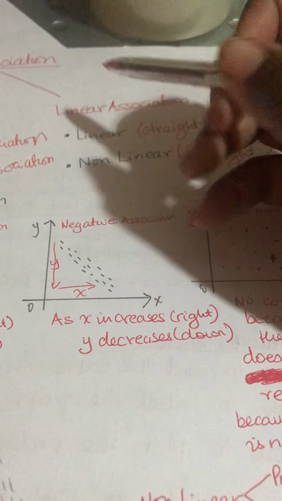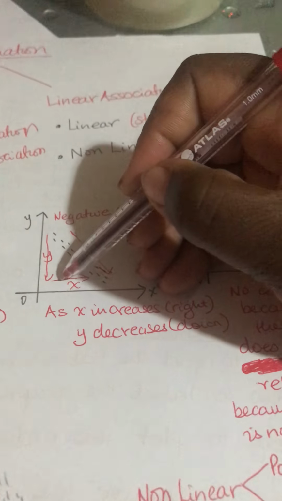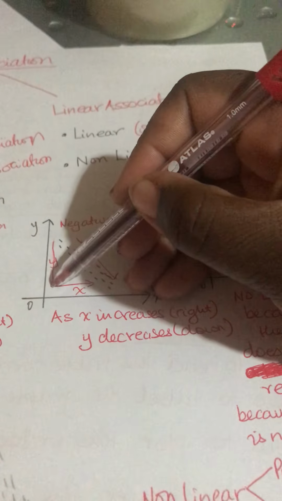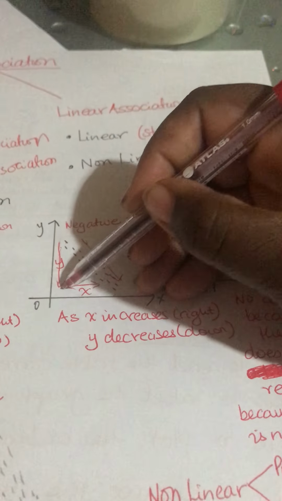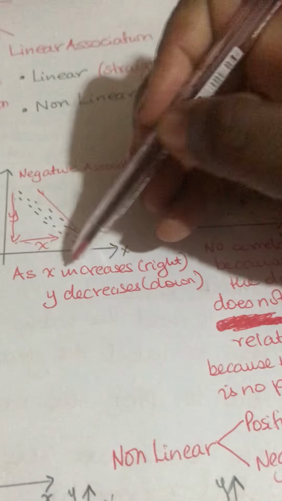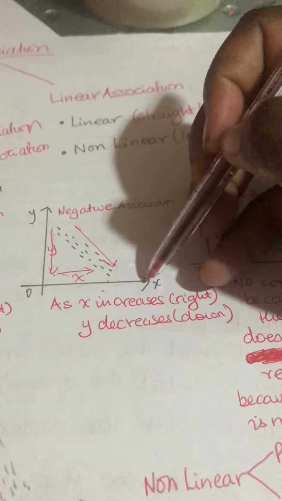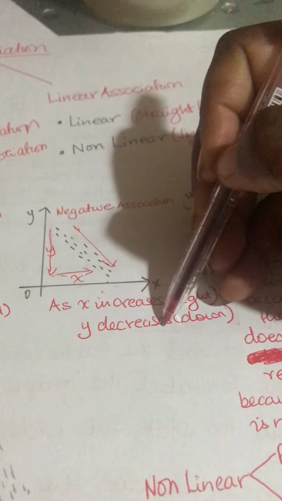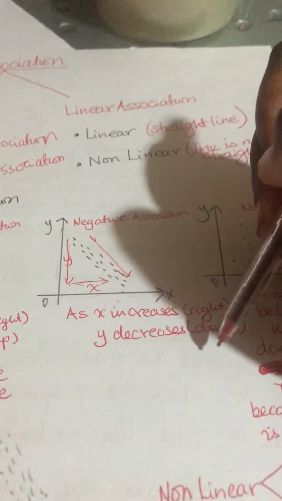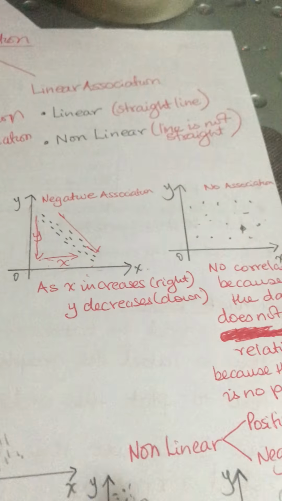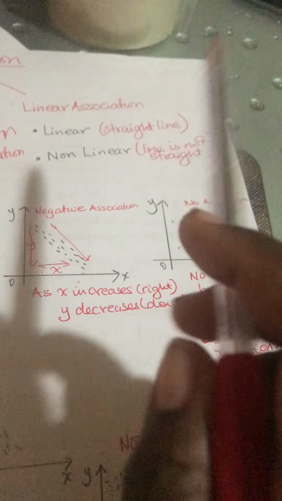Negative means your line is going down. You see your line is going down? Now your line is going down when y is decreasing. So x will always increase, y will decrease. So how do I know x is increasing? Because I started on 0 and I'm going to the right. How do I know y is decreasing? It's because I started up and I am going down. So that is how I know this is decreasing. And because it is decreasing, they have a negative association.